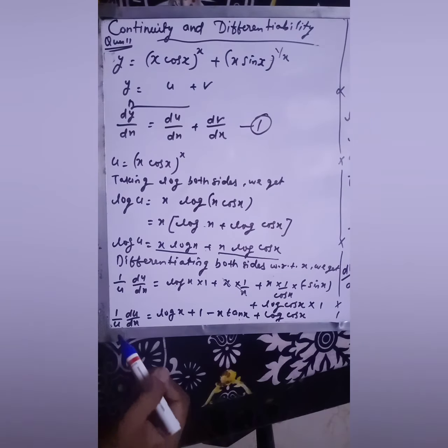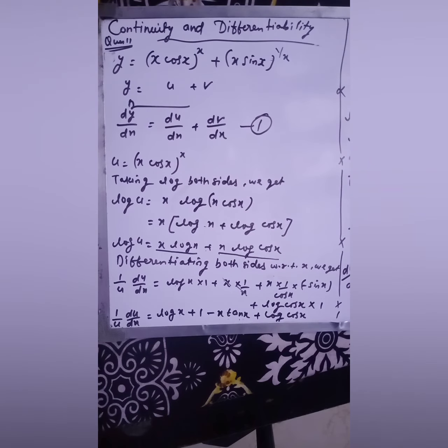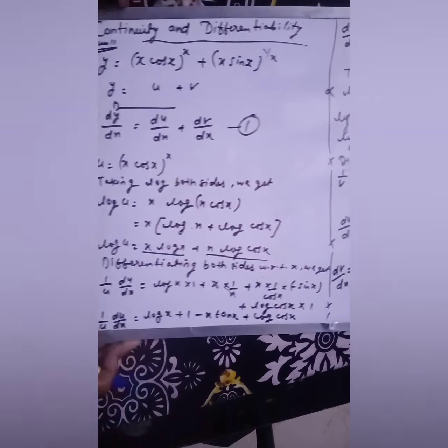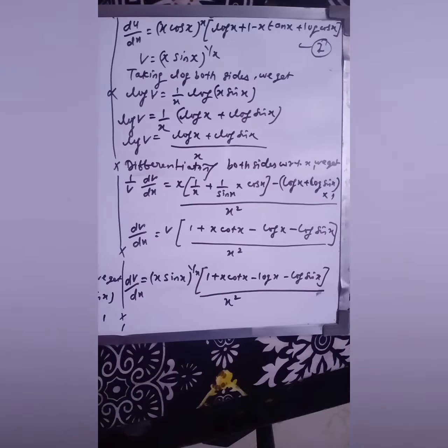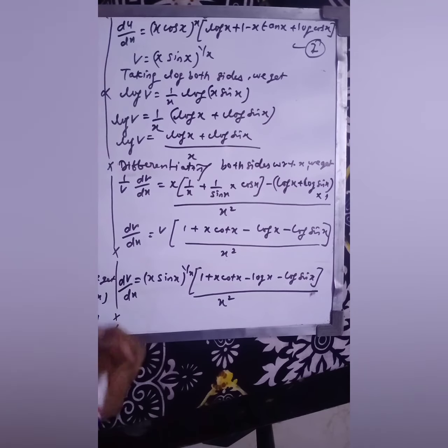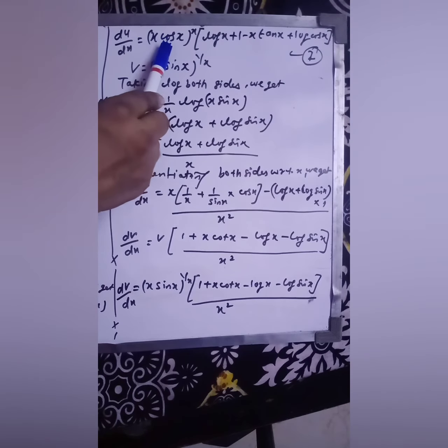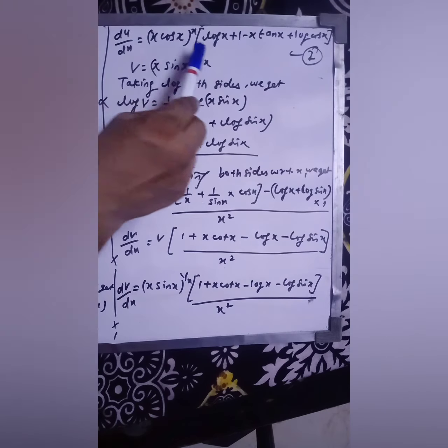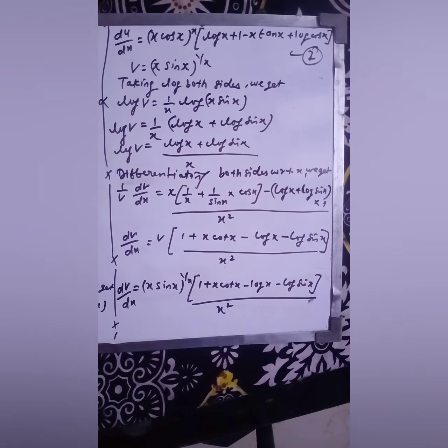In the next step you just have to bring this u here and put the value of u. Let me adjust the next page. So here you can see this is the value of u I have put, and this remains the same, so this is your equation number 2 and that is the value of du by dx.